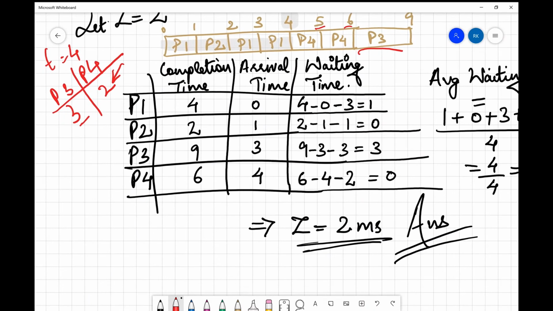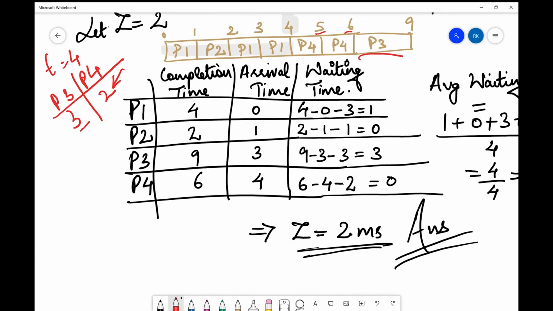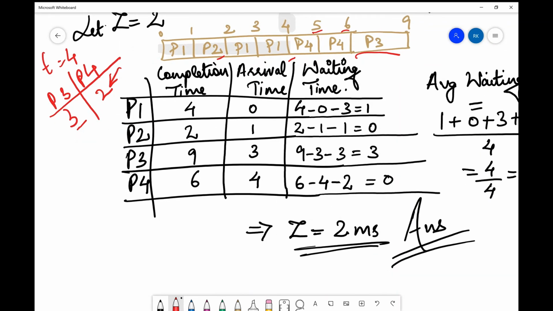Now we again compute the completion time, arrival time, waiting time. Completion time for P1 and P2 remain the same because they completed before P4 arrived. So these two entries are the same. Then for P3, the completion time now is 9. Arrival time was the same, 3. So waiting time is 9 minus 3 minus its burst time, which was 3, which equals 3. Then for P4, completion time is 6, minus arrival time 4, minus burst time 2, which is 0.